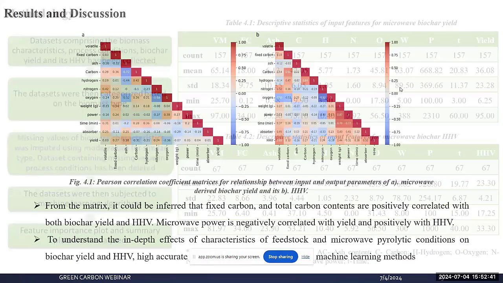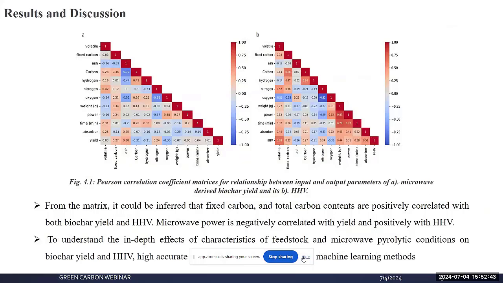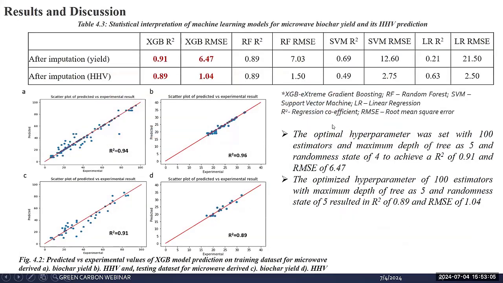And this is the Pearson correlation matrix showing the relationship between the input and output parameters, where the fixed carbon and total carbon are positively correlated with the biochar yield and HHV. Microwave power is negatively correlated with the yield and positively with HHV. In order to understand the in-depth effects of the feedstock characteristics and microwave pyrolysis, we moved forward with the machine learning methods. And as we see, the XGB model has given higher prediction performance and lower root mean square error compared to the other machine learning methods.